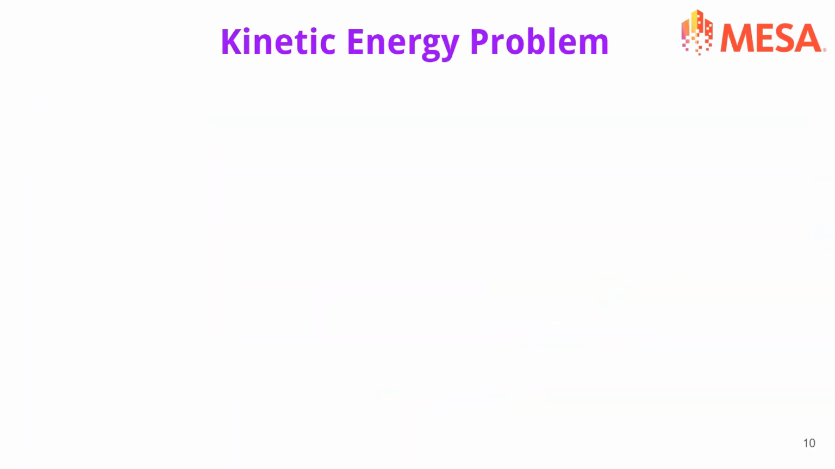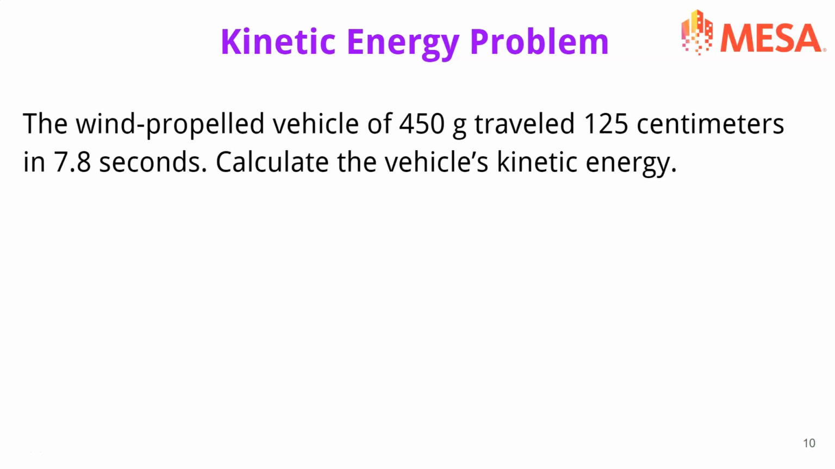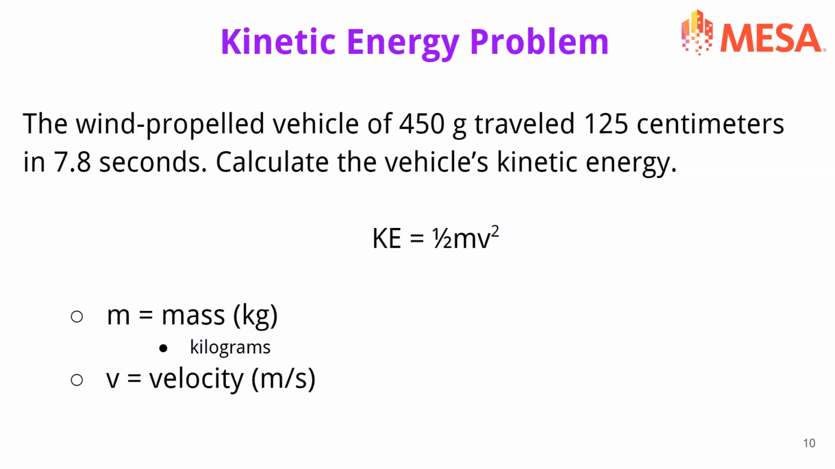And now going to the kinetic energy problem. So we're using that same question actually. The wind-propelled vehicle of 450 grams traveled 125 centimeters in 7.8 seconds. Now we're calculating the vehicle's kinetic energy. Kinetic energy is equal to 1/2 multiplied by the mass multiplied by the velocity squared. Once again, mass needs to be in kilograms, which is kg. And v is represented as velocity, which is going to be meters per second.